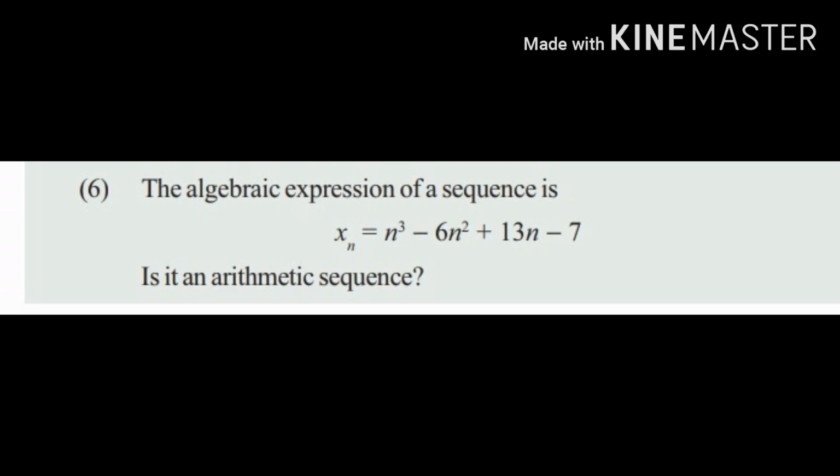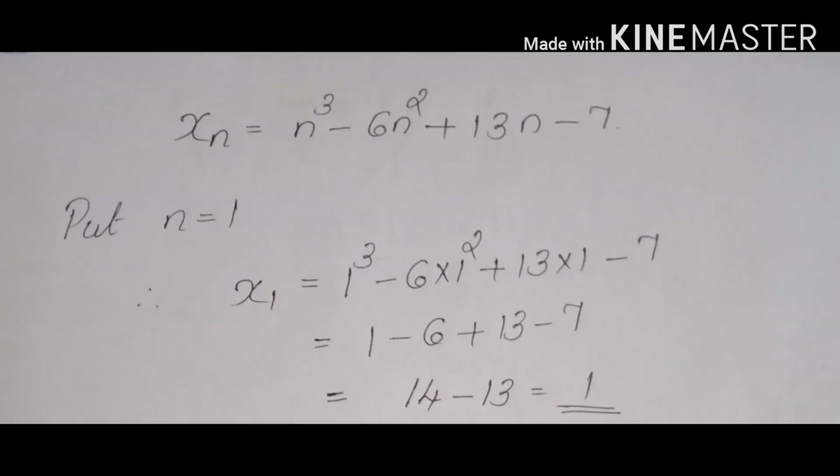Here is your question. The algebraic expression of a sequence is xn is equal to n cube minus 6n square plus 13n minus 7. Is it an arithmetic sequence? So here we have to check whether this is an arithmetic or not. But sequence is not given. So first of all we have to find the sequence. So let's start with n equal to 1.